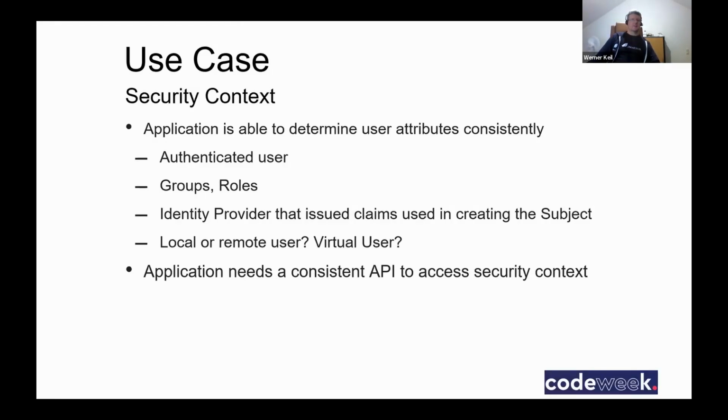The security context allows an application to determine those user attributes consistently through a well-determined API. The user, the groups and roles that user belongs to, and any identity provider used by the application, as well, regardless whether or not it's a local or a remote user or even a virtual user.